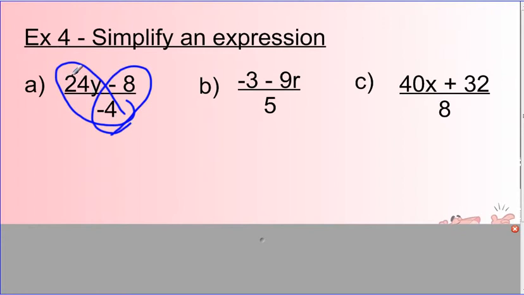So 24y divided by -4. So divide the number part. 24 divided by -4 is a -6. It's 6 because 24 divided by 4 is 6. It's negative because the signs are different. And then don't forget your y. And then -8 divided by -4. The signs are the same. +2.